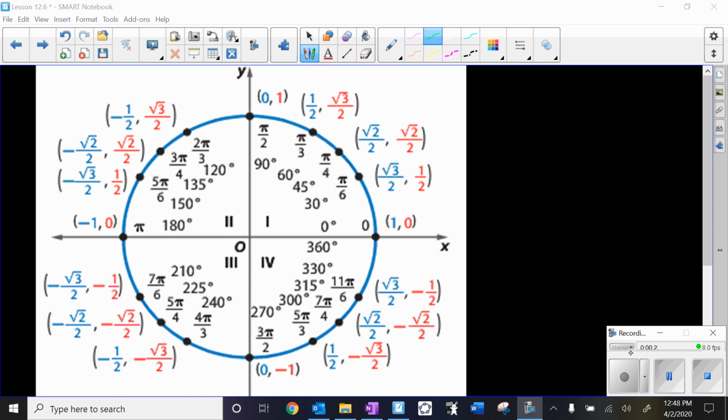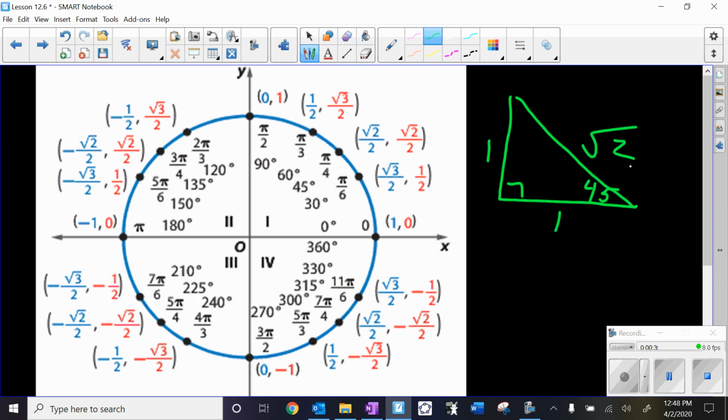I will not make you memorize this. In fact, you don't need to memorize this. If you know your special triangles from before, so if you know your 45, 45, 90 triangles as 1, 1, square root of 2, and your 30, 60, 90 triangles as 1, square root of 3, and 2, you know this entire unit circle.